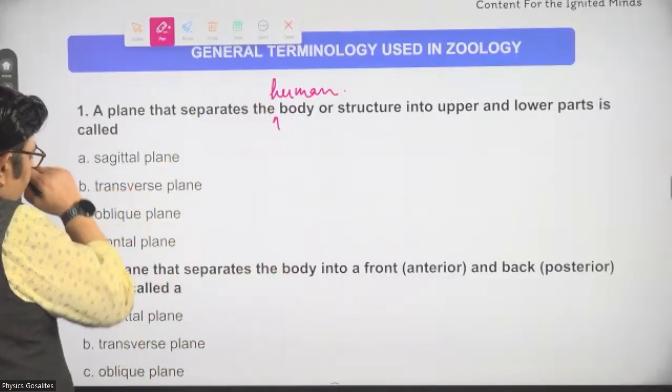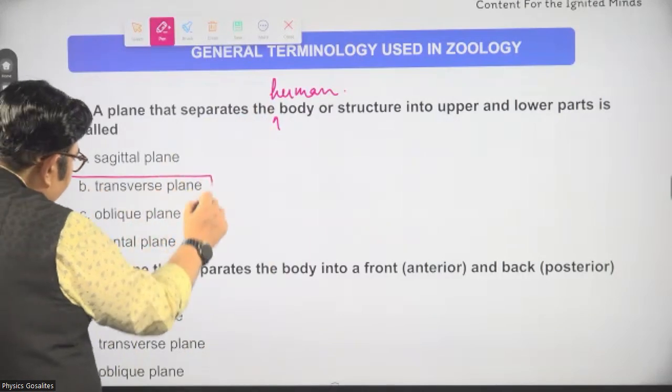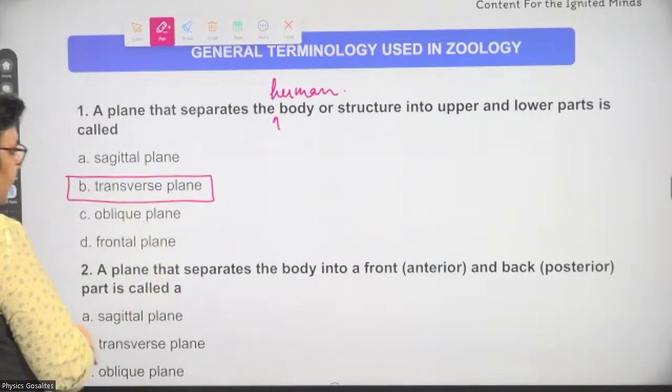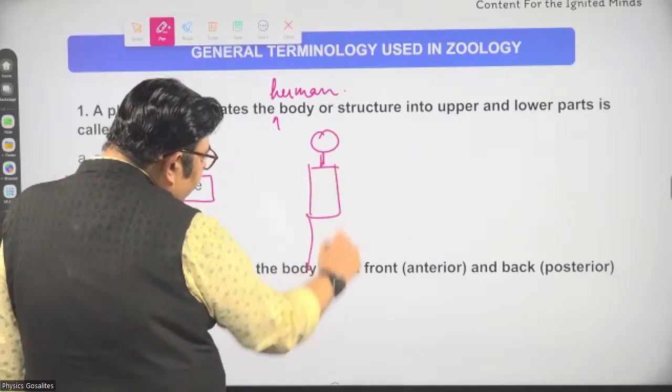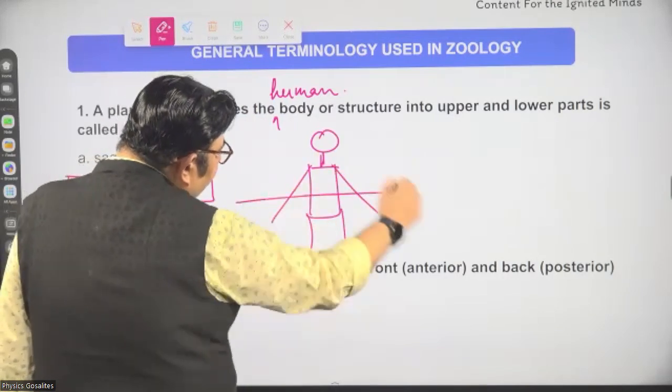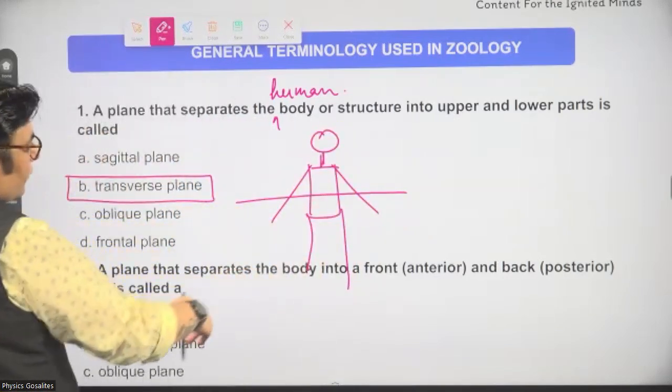Okay, children. So the correct answer is B, and the answer is transverse plane. So there is a transverse plane which can divide the body into the upper and lower. Wonderful.